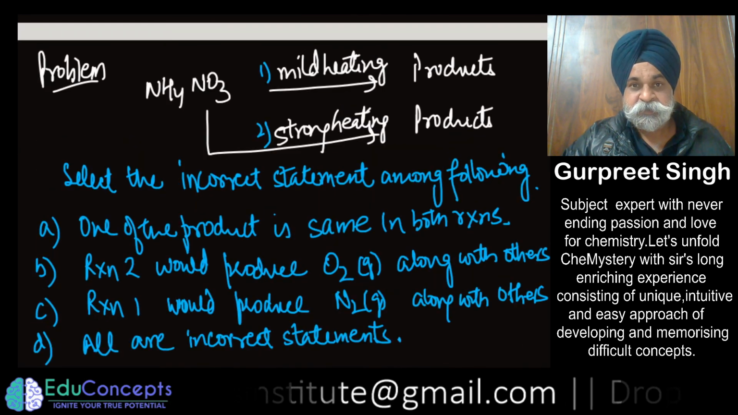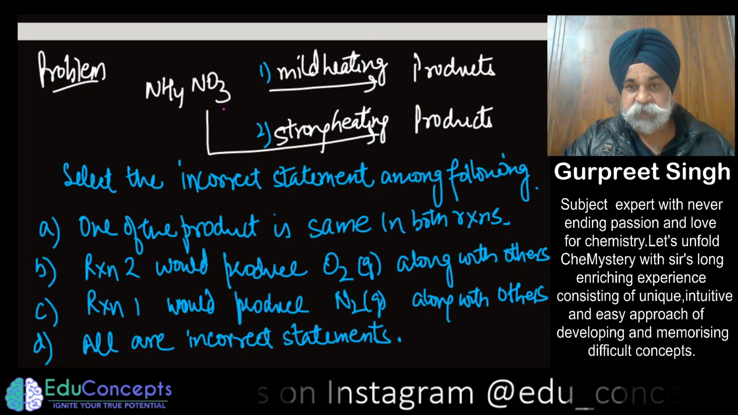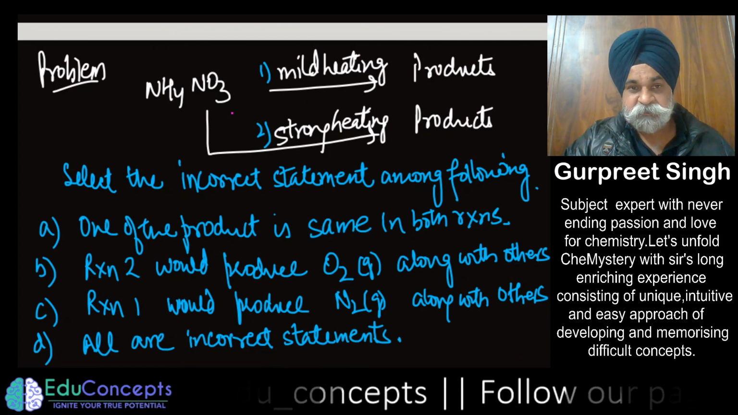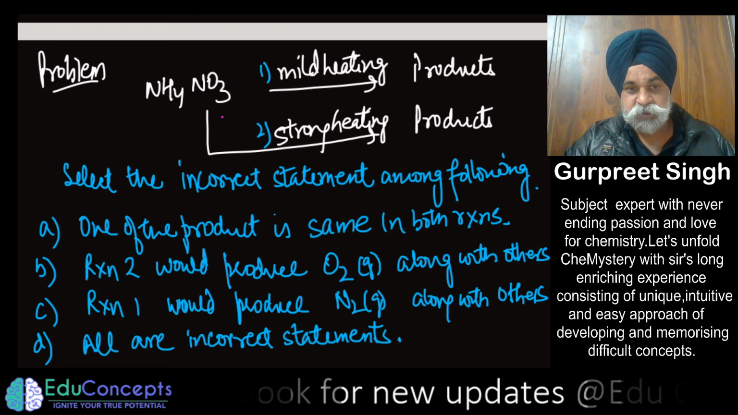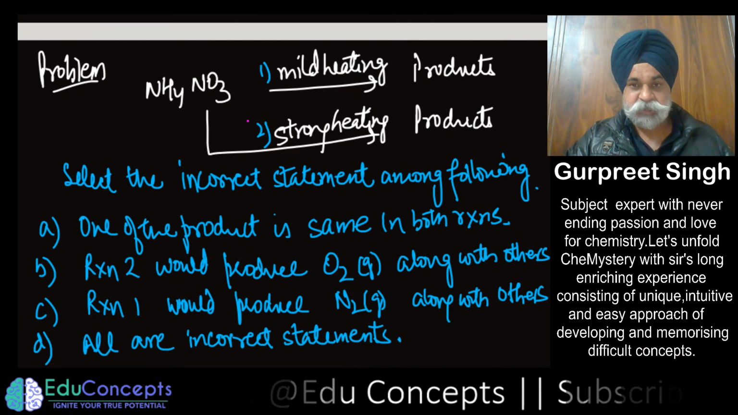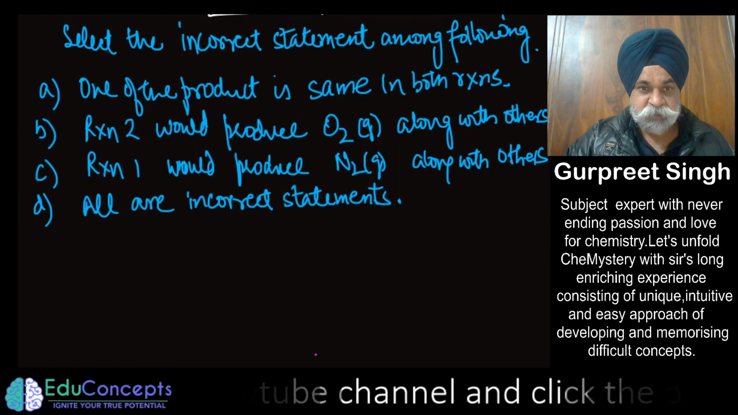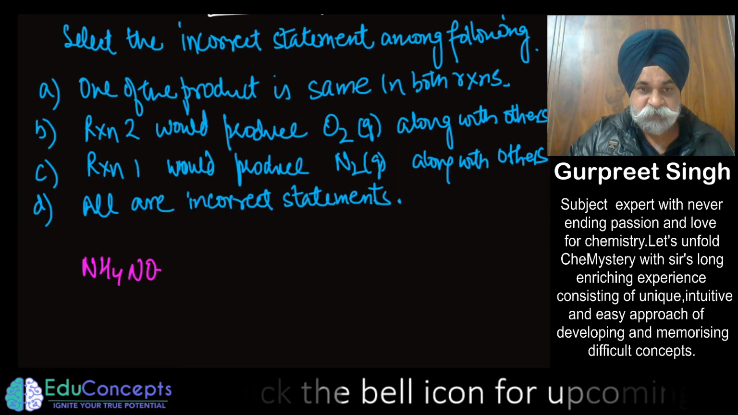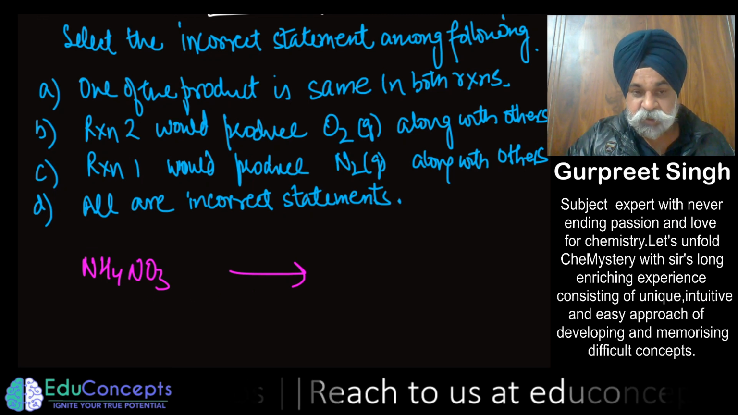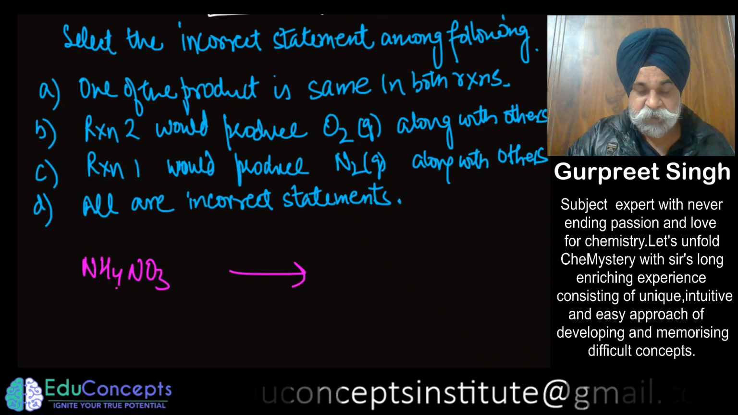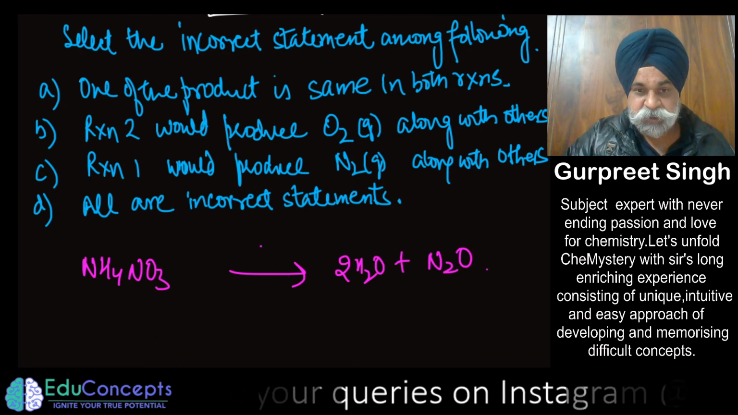Okay, another one. So ammonium nitrate, if heated with mild heating, the products are, and if heated with strong heating, what would be the products? So you need to select the incorrect statement among the following. First let me write the reaction and then we will see. First is ammonium nitrate, which we have already spoken a lot about. It's an oxidizing anion. So any ammonium salt with an oxidizing anion, whatever hydrogens are there, that will come out as water. So water along with N2O. So this is on heating.